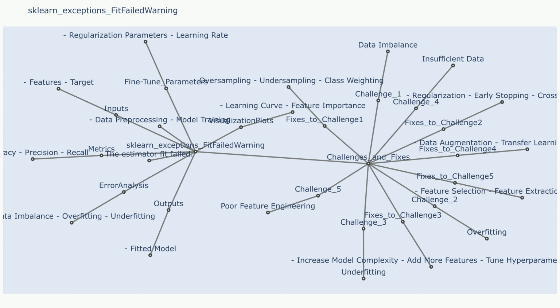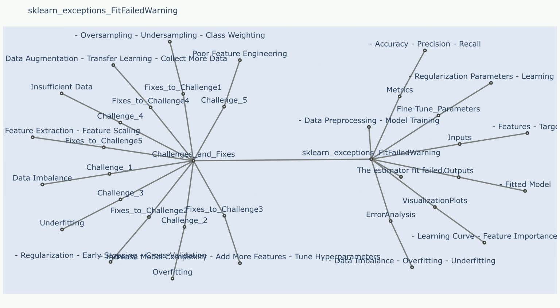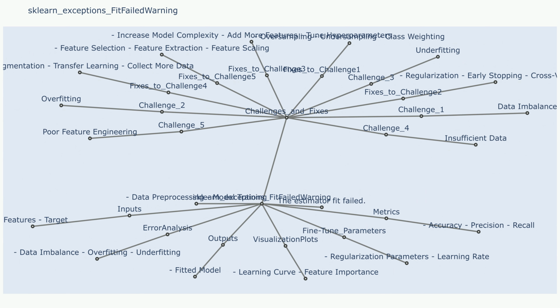Visualization plots: residual plots: these plots show the difference between the actual target values and the model's predictions. They can reveal patterns in the model's errors and suggest potential issues. Feature importance plots: these plots highlight the relative importance of different features in the model's decision-making process. They can help identify features that are contributing most to the model's performance.